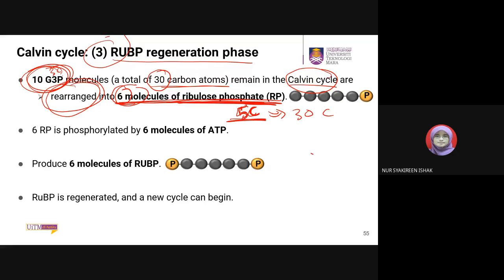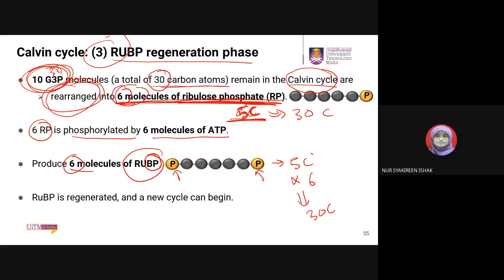Okay, so from the 6 ribulose phosphate, it is phosphorylated by 6 molecules of ATP, baru boleh terhasil 6 molecules of RuBP, ribulose bisphosphate. Ada dua phosphate attached to it. Okay, RuBP is a 5 carbon compound. 6 molecules kali dengan 5 sama dengan total 30 carbon in the cycle. Sama kan? So 30 at the beginning of the phase. Okay. So RuBP is regenerated and the new cycle begins.